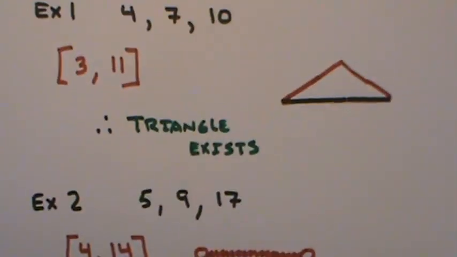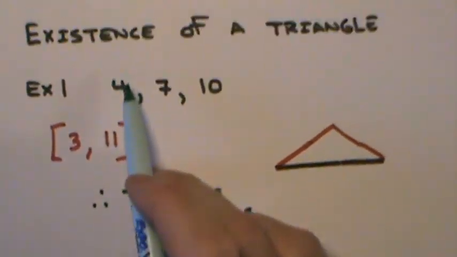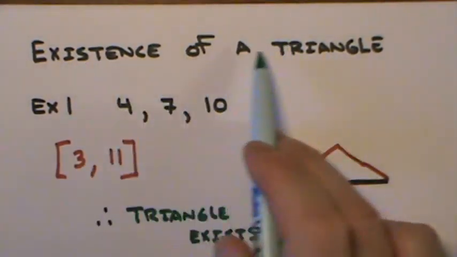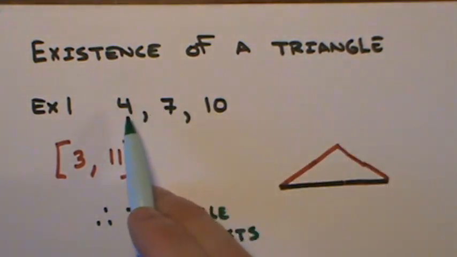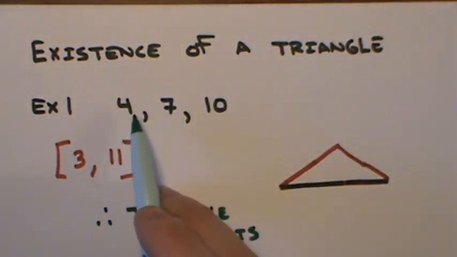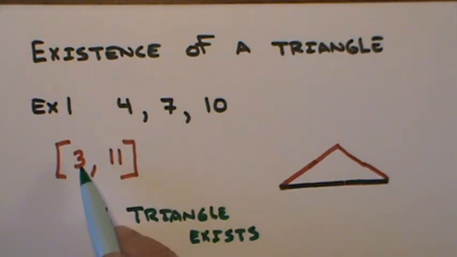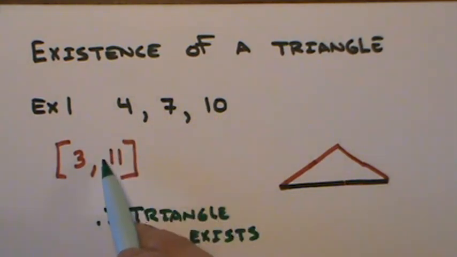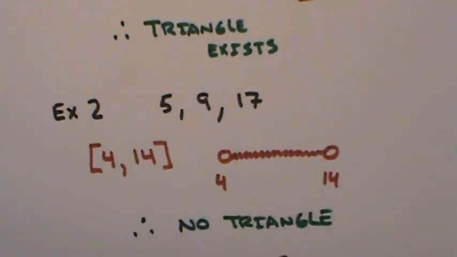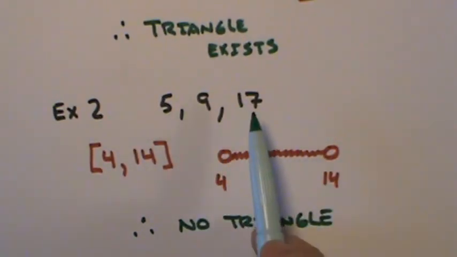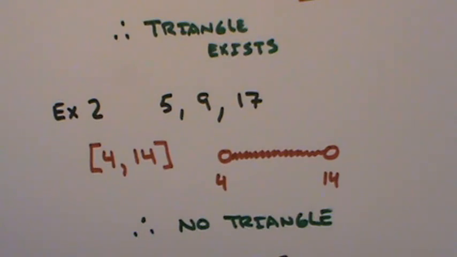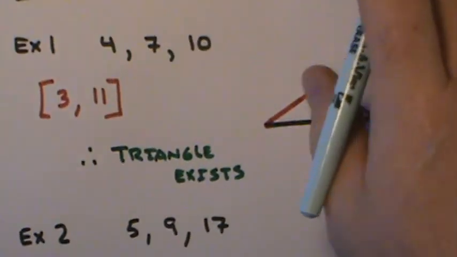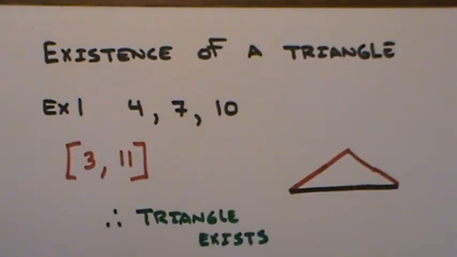And that is how you can determine the existence of a triangle. You take the two smaller sides, i.e. the legs, you subtract them, you add them. If the third side falls in that interval of values, then you have a triangle. If it does not fall in that interval of values, you do not have a triangle. So there's your examples on the existence of a triangle.